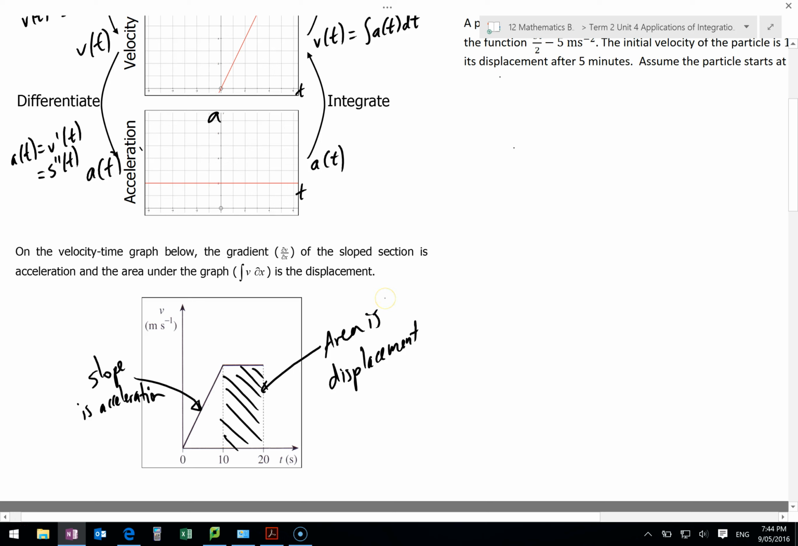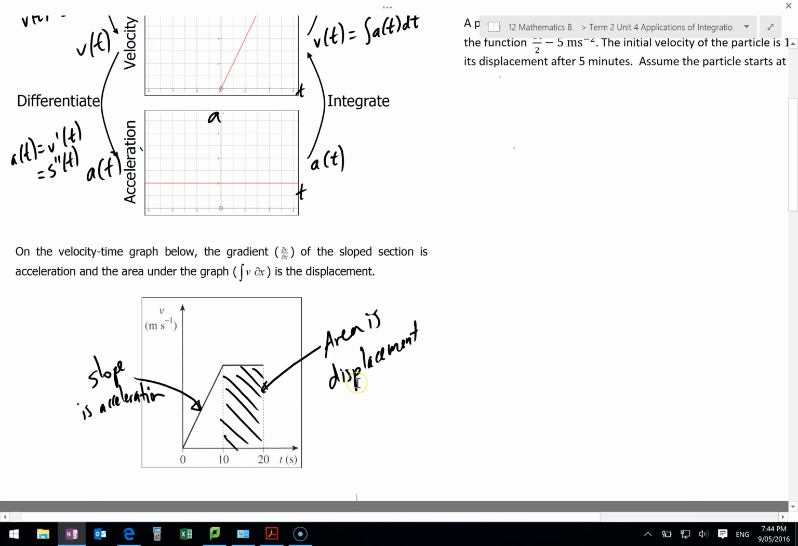Why does it make sense for area to be displacement? Well, we've gone 10 seconds at whatever this velocity is, say it's 10 meters per second. My typical speed equals distance over time, so distance equals speed times time. So I need to be multiplying, and multiplying is how I'd find the area of that rectangle with my 10 by 10. Let's clean this up a little bit.